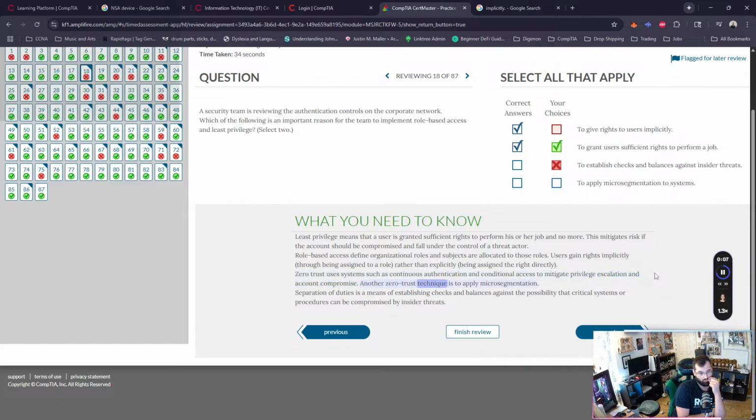Zero Trust uses systems such as continuous authentication and conditional access to mitigate privilege escalation and account compromise. Another Zero Trust technique is to apply microsegmentation. Separation of duties is a means of establishing checks and balances against the possibility that critical systems or procedures can be compromised by insider threats. Okay, that makes sense. So it's implicitly given based off of the title, rather than explicitly being assigned the right directly. Okay, that makes sense.